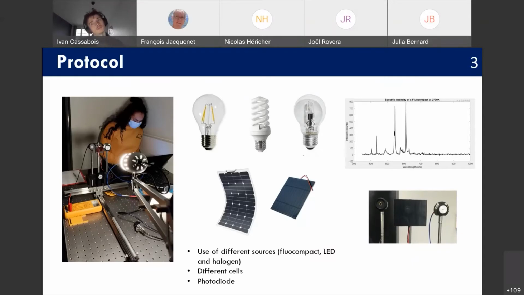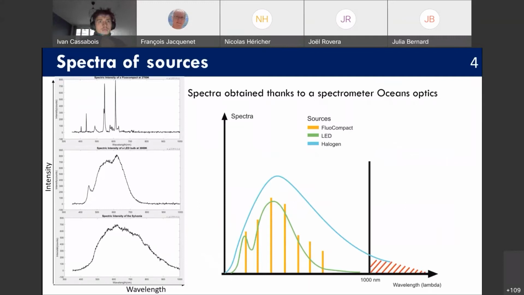So we used different conditions in order to find the best capture of light. We varied the different parameters: the sources, the cells, and the distance. Indeed, we made measurements for each cell at different distances, and each time with the three different sources. If we superpose all the spectra of the sources, we can see that the halogen has the biggest area and emits the most. This is a result which will be interesting for the analysis.